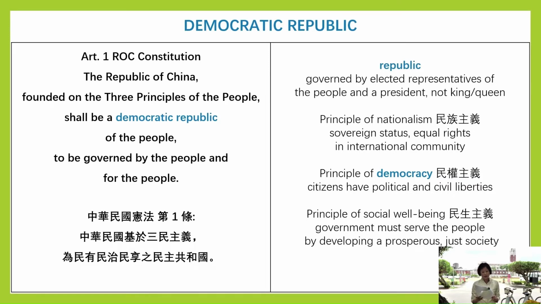And then if we continue to read Article 1, it says, it is a democratic republic of the people, to be governed by the people and for the people. So here we have the three famous principles of nationalism, of democracy, and social well-being. So Taiwan is a sovereign nation where the power comes from the people, and the government here is to serve the people. So I think this is a very important message, that the government is not here to strengthen its own power, but it's here to serve the people.